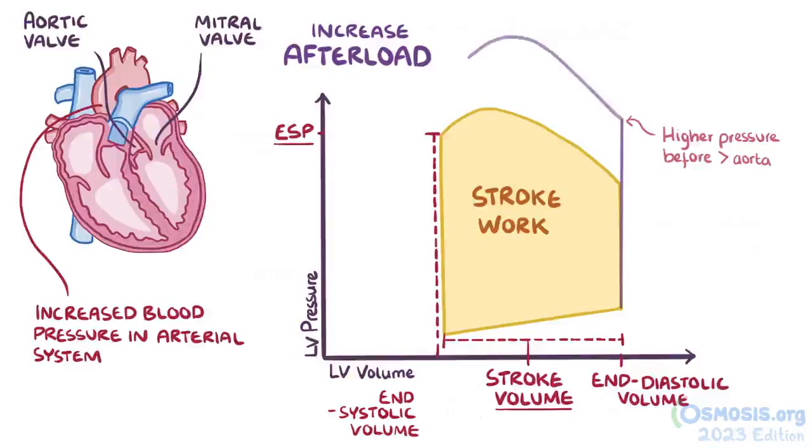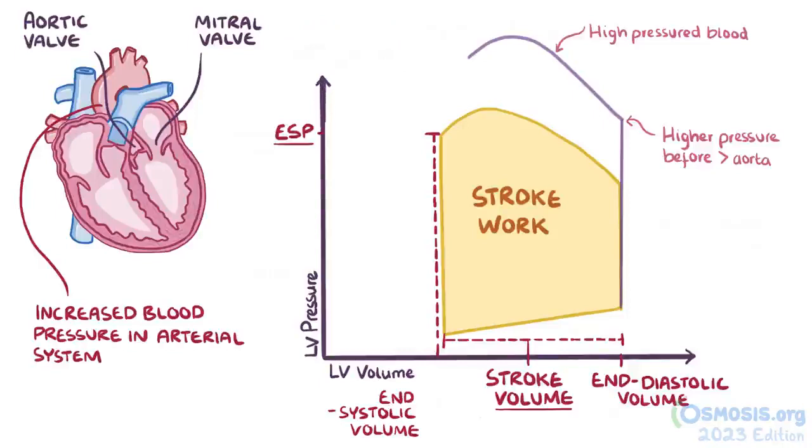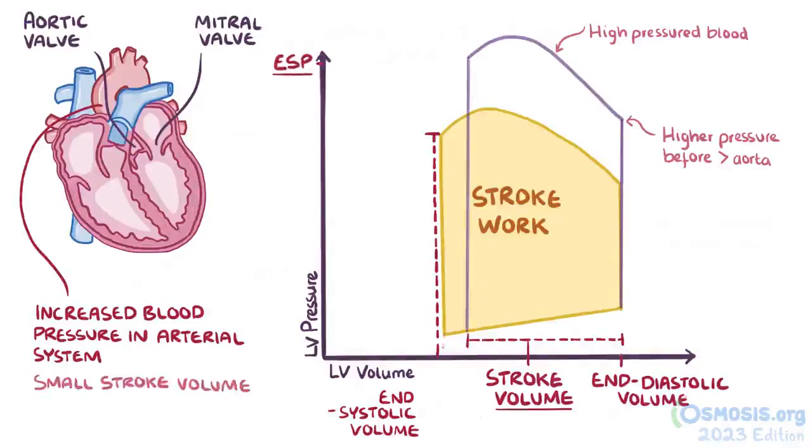During the ejection phase, relatively high pressured blood leaves the ventricle until the aortic pressure is higher than the ventricle pressure. And since there's elevated blood pressure in the aorta, the end systolic pressure ends up being higher as well, and that means that there's a relatively small stroke volume. It also means that there's more blood left in the ventricle at the end of systole. In this situation, there's a bit of a trade-off, because there's a smaller stroke volume, but there's higher pressure. So it means that the stroke work works out about the same, remaining relatively stable.